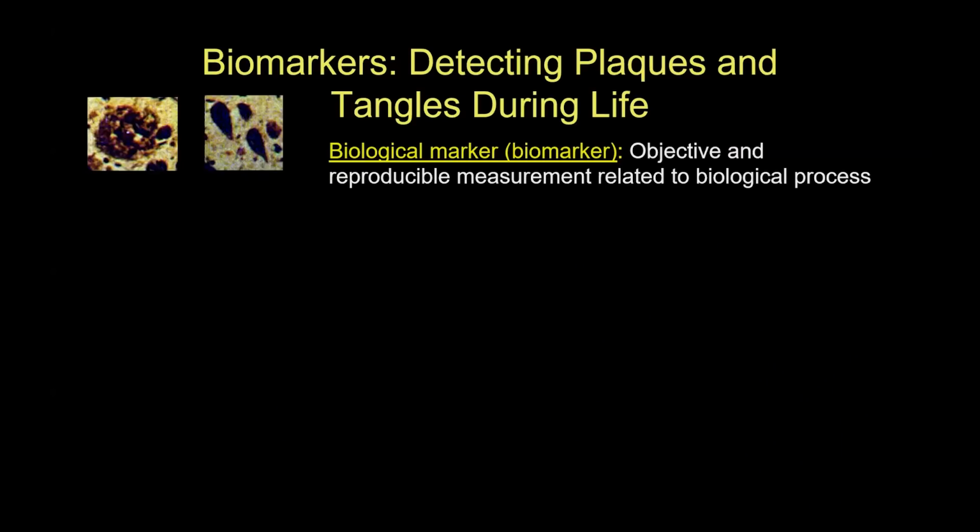And this brings us to the story of biomarkers or biological markers. The definition of a biomarker is really any objective and reproducible measurement related to a biological process. So something as simple as height or weight or blood pressure or blood cholesterol, these are all biomarkers. And for many years in Alzheimer's disease, there's been a real push to develop biomarkers that can help us detect the plaques and the tangles, not after someone has passed away, but during life.